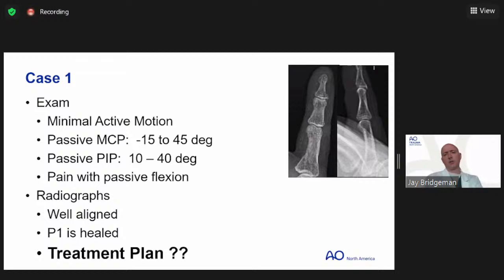The radiograph showed that the fracture was well healed and well aligned. And this gets into the start of my talk about what the treatment plan is. How are we going to go from this digit and get any meaningful motion? How could we make a treatment plan for that? That's what my talk is about.